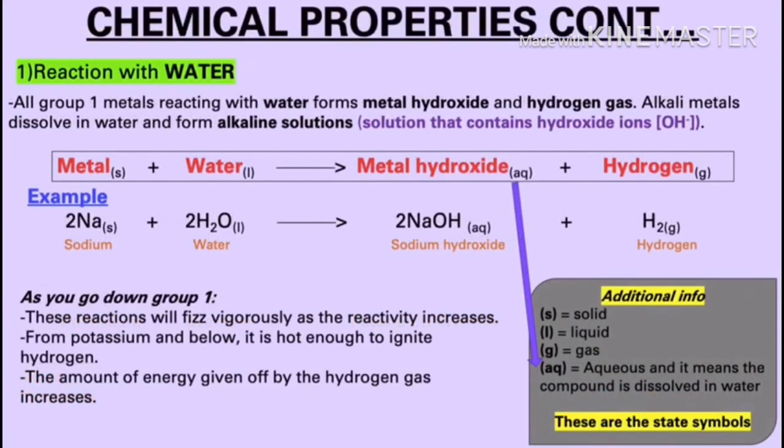Reaction with water. All Group 1 metals reacting with water form metal hydroxide and hydrogen gas. Alkali metals dissolve in water and form alkaline solutions. This is a solution that contains hydroxide ions.